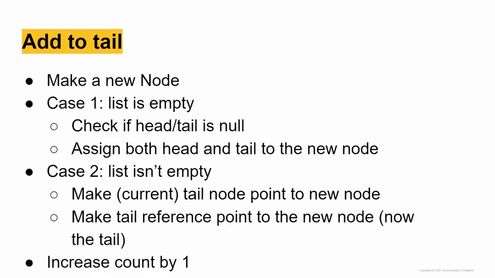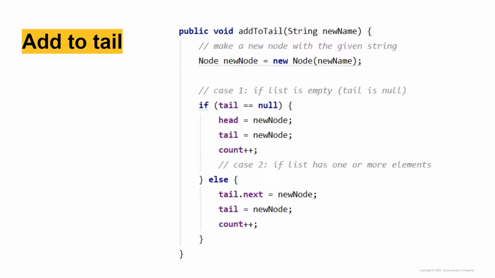But then case 2, if the list isn't empty, we're going to do something a little bit different, kind of the same idea. We are going to make the current tail node point to the new node. But again, if the tail node's pointing to something, it's no longer the tail, right? There's something after it. So then we're going to make the tail reference point to the new node, which is now the tail. And then, of course, increase our count by 1. All right, it's pretty straightforward.